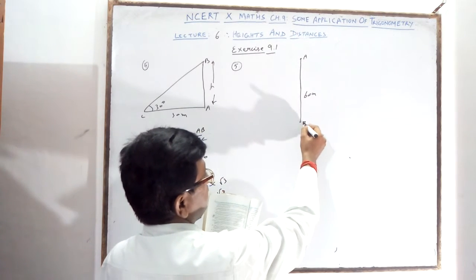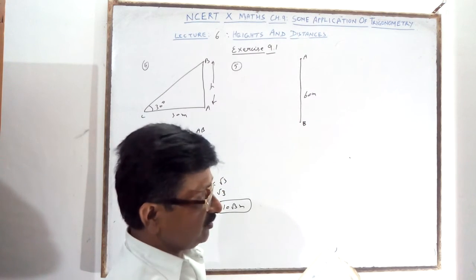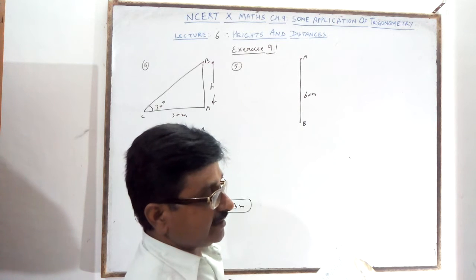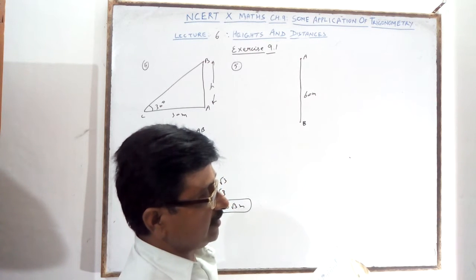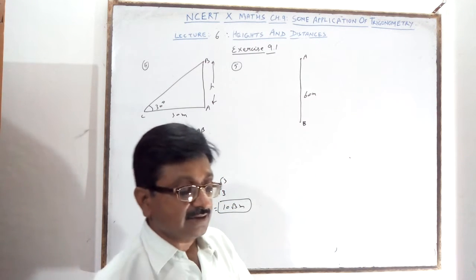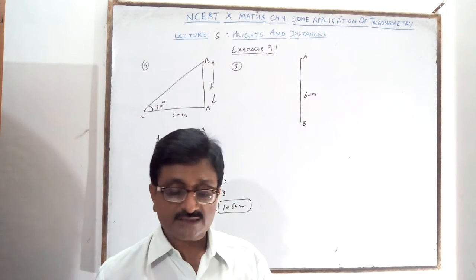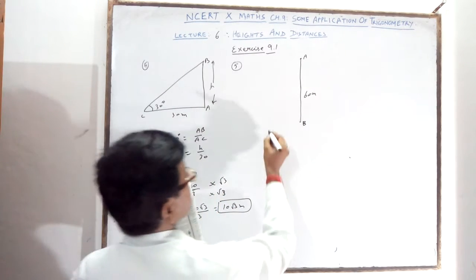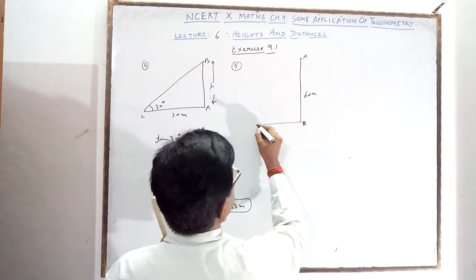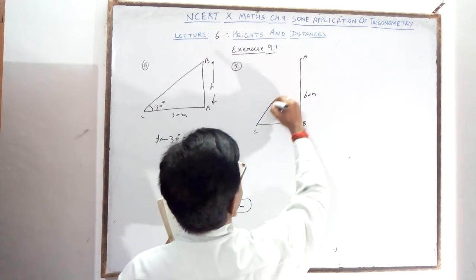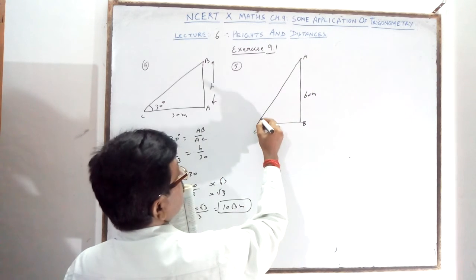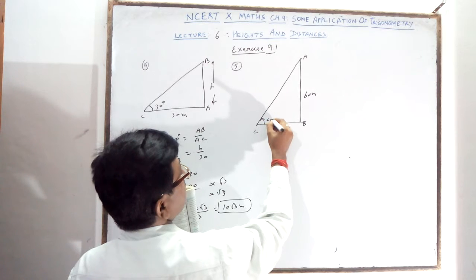Another part, what is given? B is the ground. The string attached to the kite is temporarily tied to a point on the ground, and the inclination of the string with the ground is 60 degree. It is tied at a point, suppose C, and the string is tied at this place, which makes 60 degree with the ground.